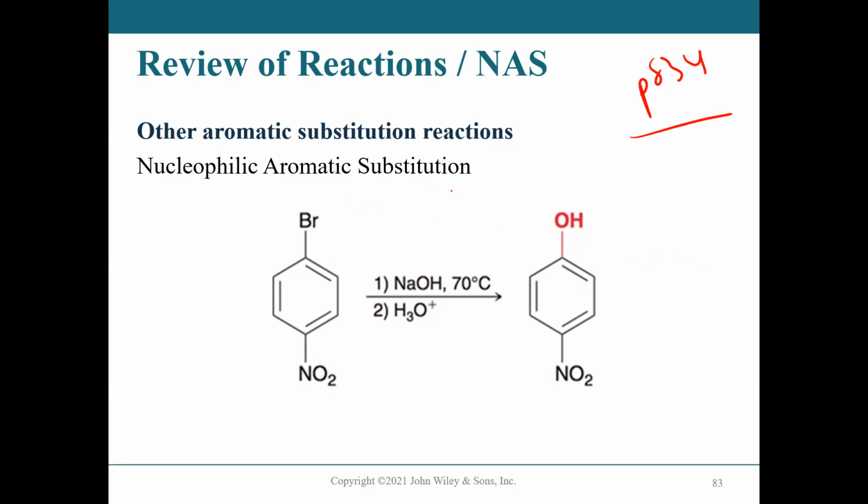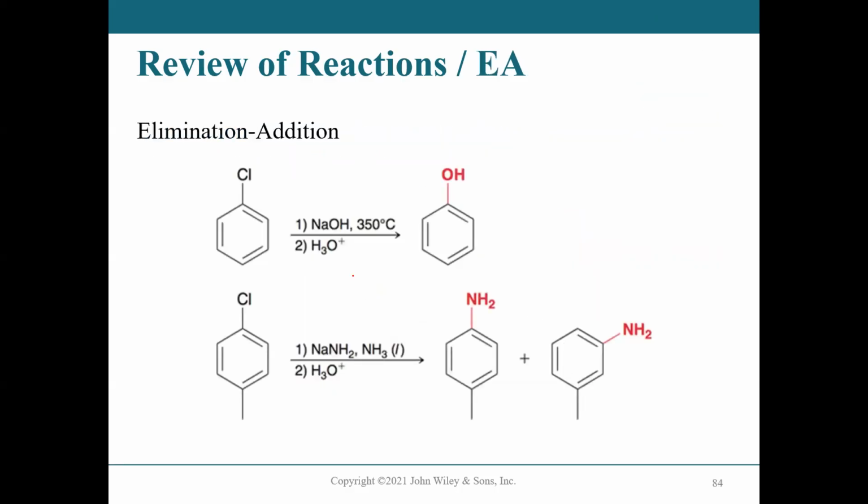This would be a nucleophilic aromatic substitution. We're substituting the bromine for an OH group, an alcohol group. Here we have an elimination addition. So that's it for this chapter.